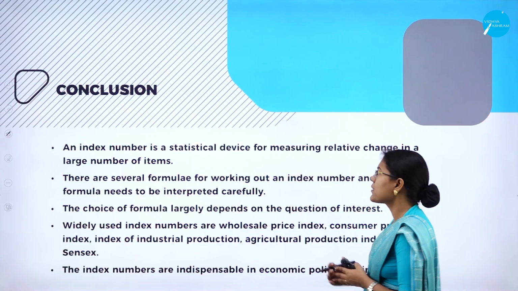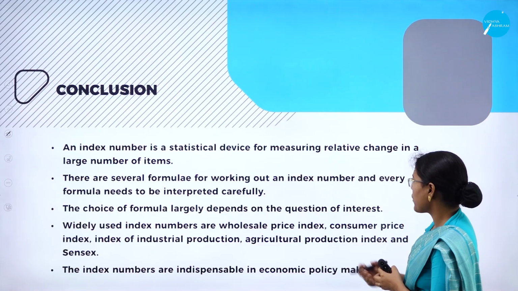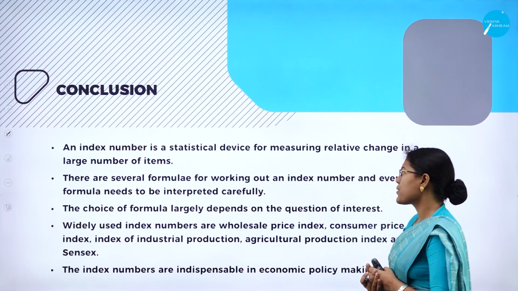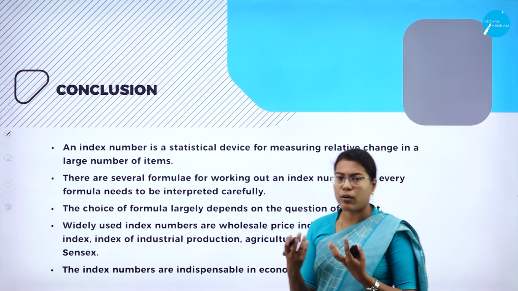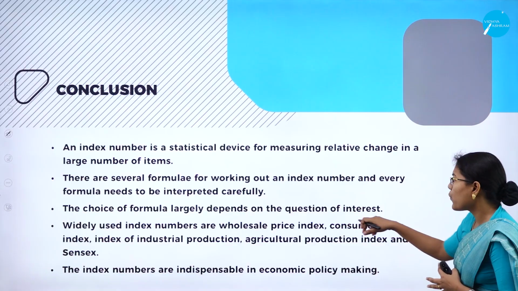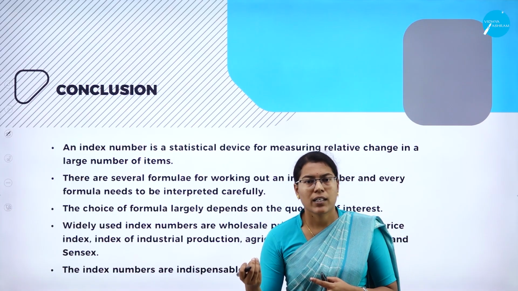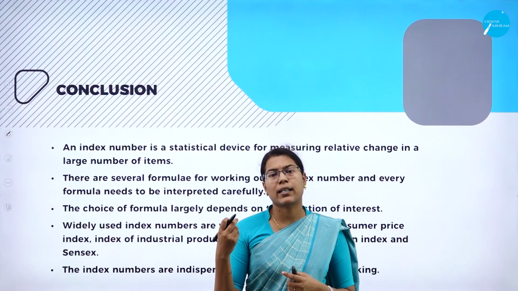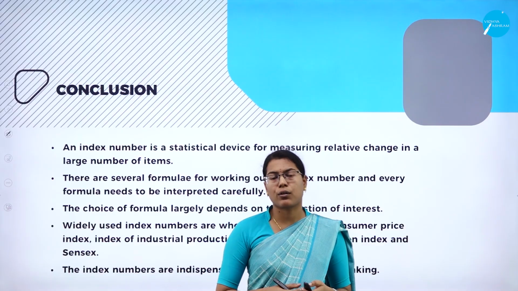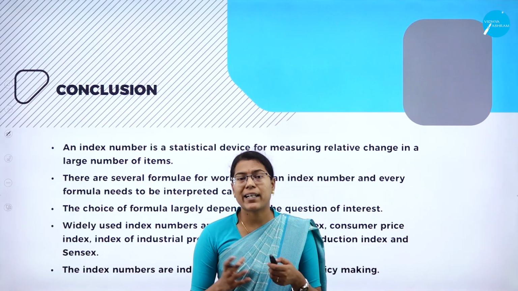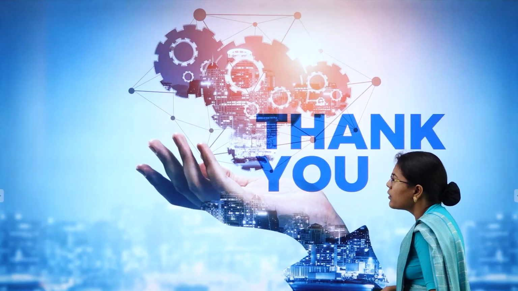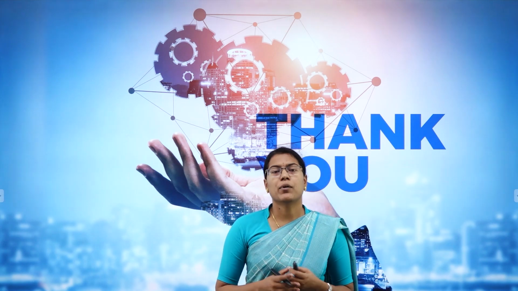As you can see, an index number is a statistical device for measuring relative change in a large number of items. There are several formulas for working out an index number and for its construction, as we have discussed. The choice of formula largely depends on the question of interest, whether to calculate the CPI, the wholesale price index or the industrial price index. We also have different methods of calculating index numbers, by taking the base year quantity or the current year's quantity. And this was all regarding the chapter on index numbers.